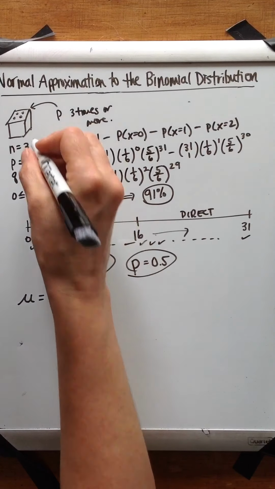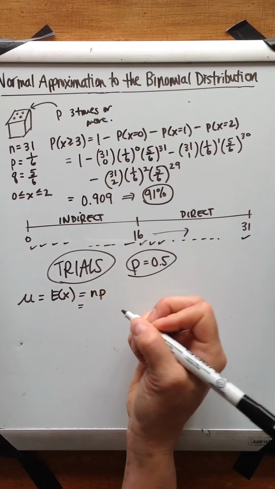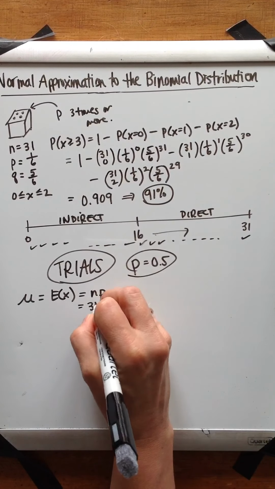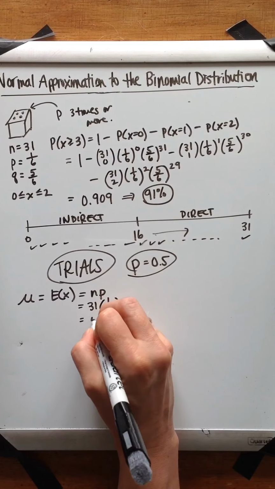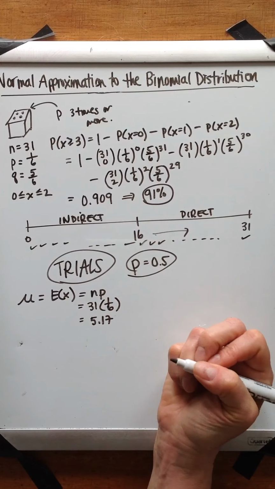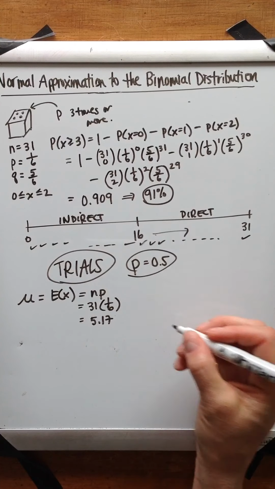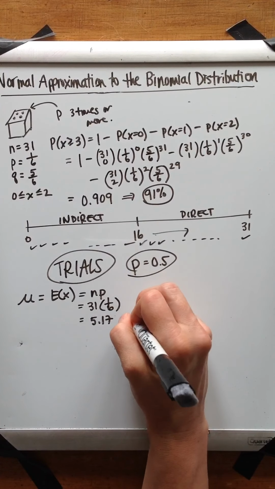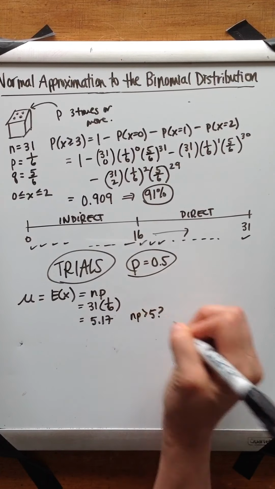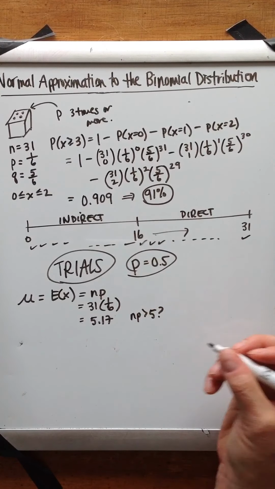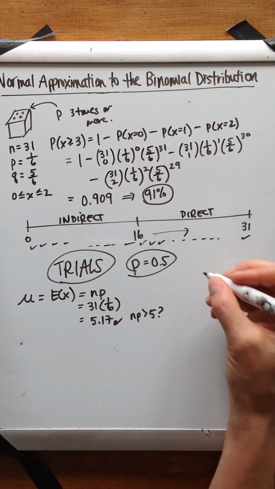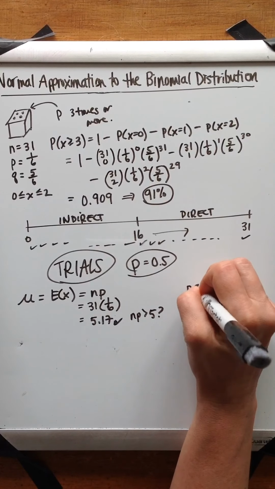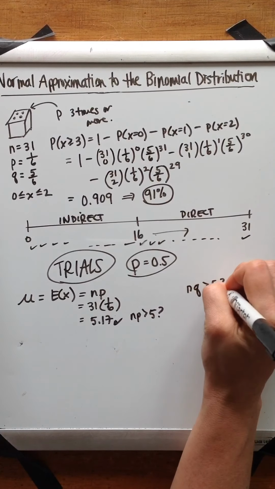So let's do it then using our values up here. Let's do 31 trials, probability of success 1/6. We get 5.17. And in calculating our mean, we can also check: is this value greater than 5, so that we can apply the distribution? We've met that criteria number 1. That's good. While we're here, let's see if NQ is going to be greater than 5.